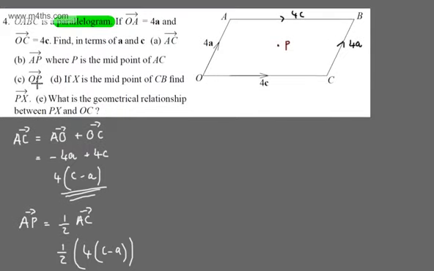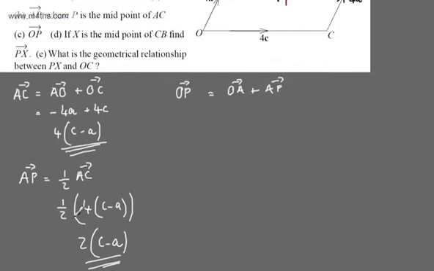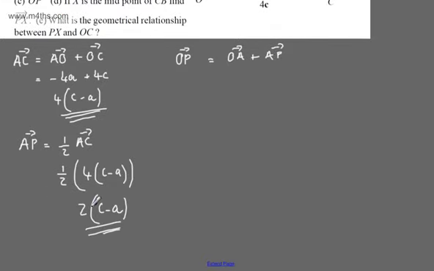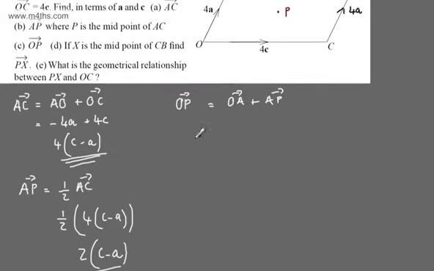Okay, so we want O to P. So if we consider now O to P, we can go a couple of different ways. The way I'm going to think about this now, knowing what I know, and this is one way you can do it, O to P will be equal to O to A plus now A to P. So all I'm doing is building up a journey. I know that A to P is 2 times the quantity C minus A.